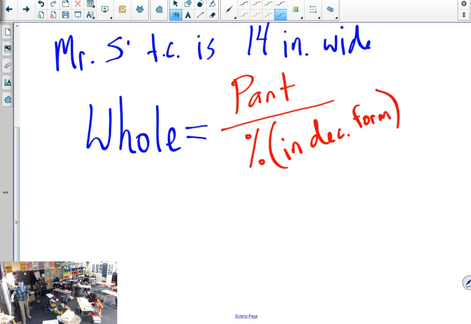So here, to find the giant Tesla coil, what was our part? What is Mr. Stockdale's Tesla coil?